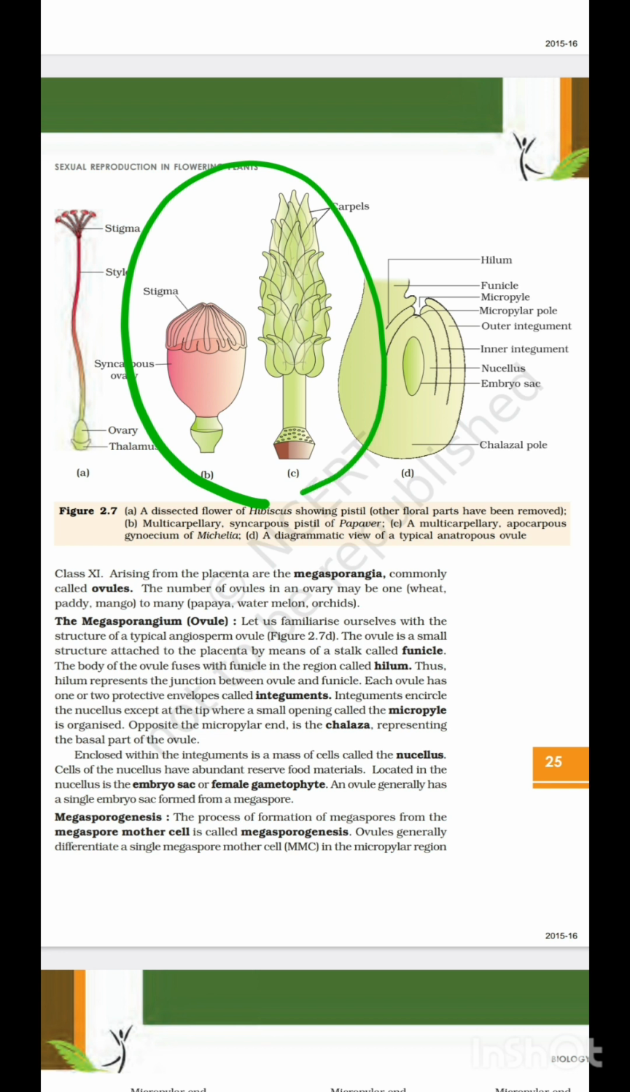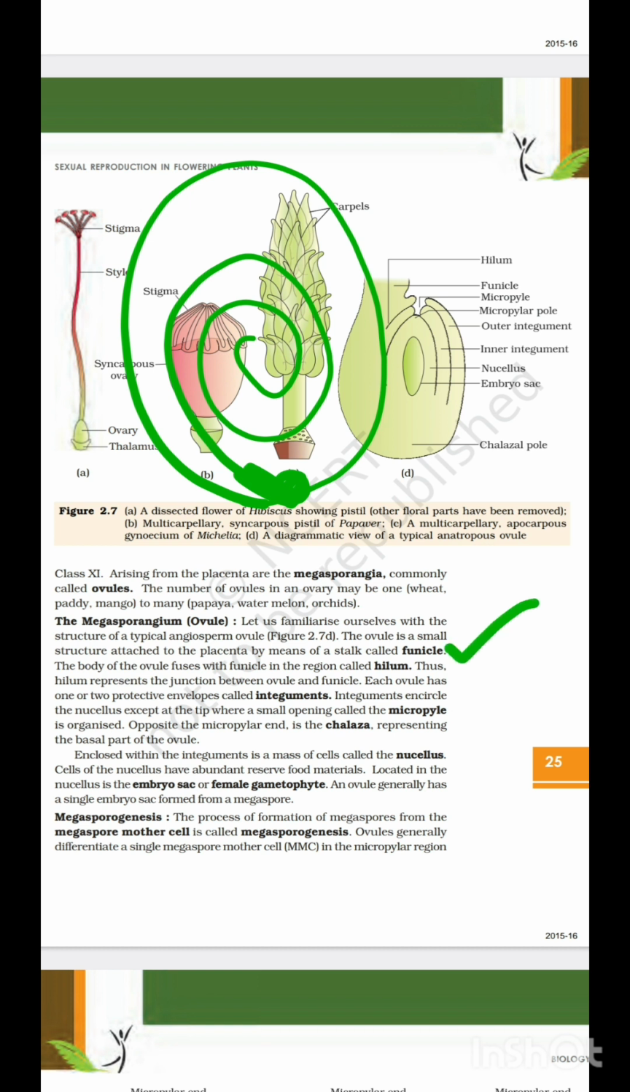The ovule is attached to the placenta by means of a stalk called funicle. The body of the ovule fuses with the funicle at the region called hilum. Thus hilum represents the junction between the ovule and the funicle.